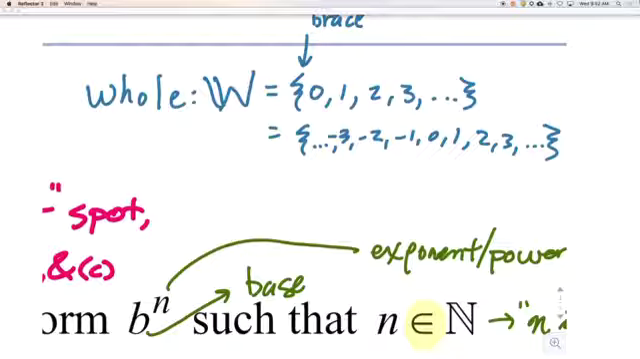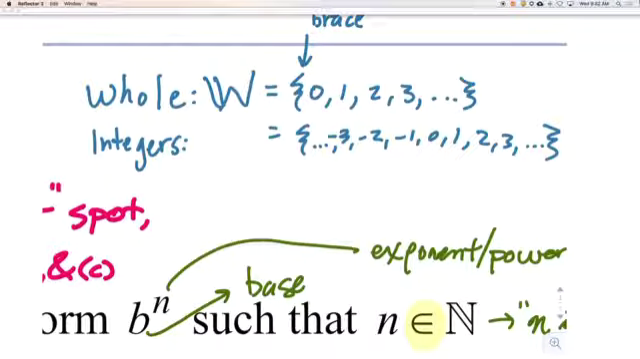Everything we're talking about so far has been a real number. But there are real numbers that are not in this set. Like square root of 2 is not in this set. 1/2 is not in this set. And those are real numbers. The next largest set is integers. Very good. These are the integers.